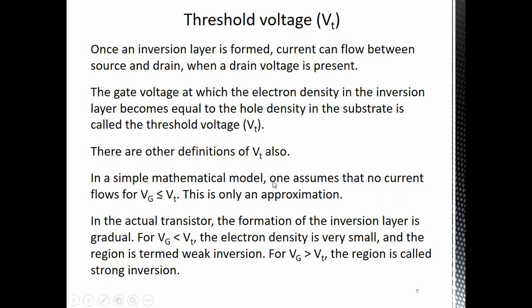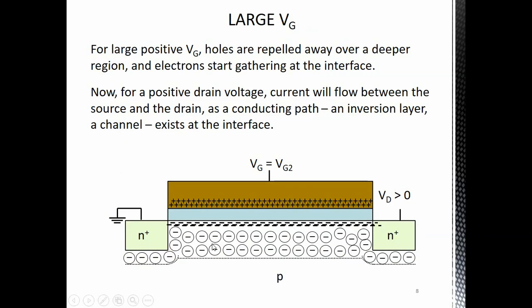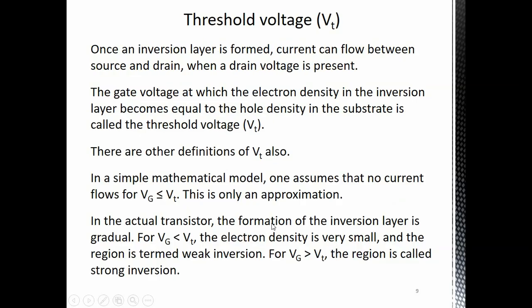The current that flows for Vg less than Vt, because the electron density is small and the current is small, that current is called the sub-threshold current, and this region is called weak inversion. So the inversion layer is weak. So we say for Vg less than Vt, there is weak inversion in the channel. For Vg greater than Vt, there is strong inversion in the channel.